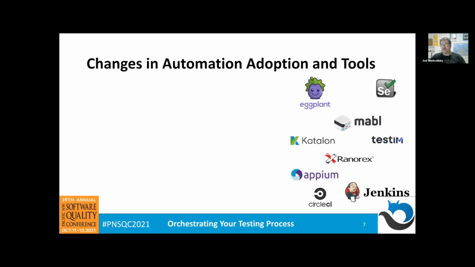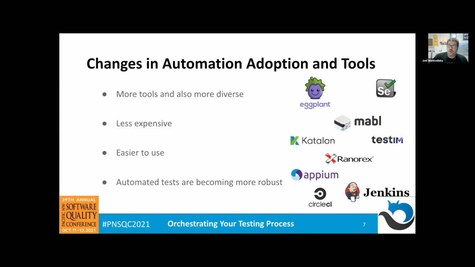There are a number of factors happening around testing, around automation overall. First of all, we have a lot of changes in automation adoption, and especially in the automation tools, where we have more and more tools, every one of them being very, very diverse.